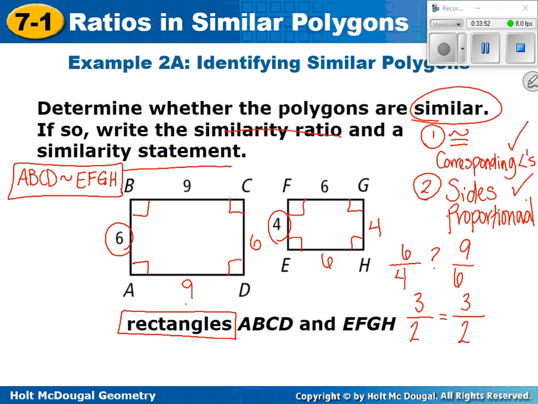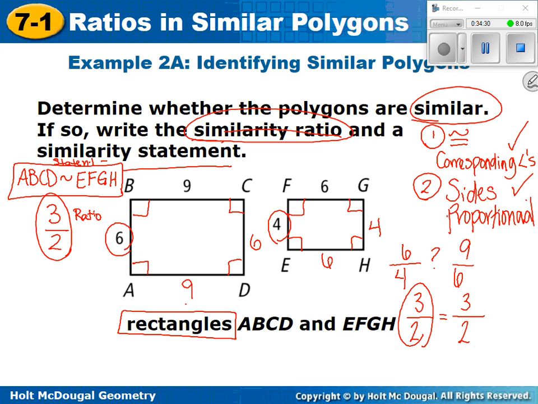And so what's our similarity ratio? What is this? What's the number that gives us the relationship? 3 over 2. A reduced version of what we got when we compared our sides. So this is our similarity ratio. This is the statement. This is the ratio. Are you guys with me on the difference? Similarity statement, similarity ratio.